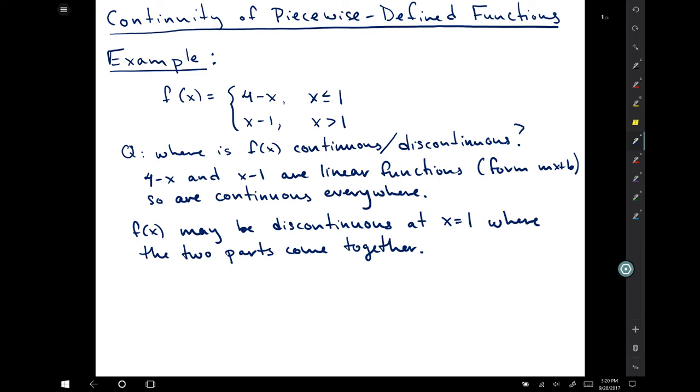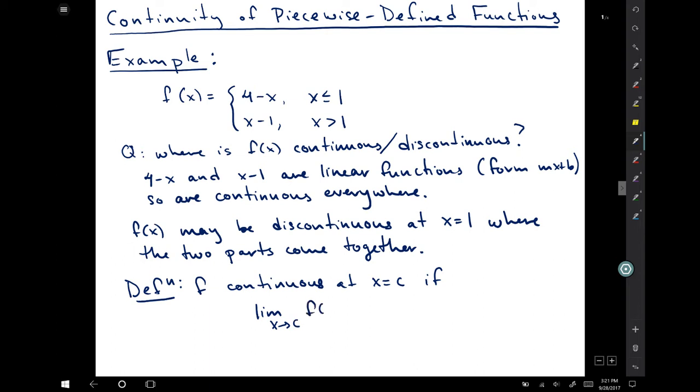And just as a reminder, the definition of continuous that we are working with is that f is continuous at the point x equals c if, when we take the limit as x goes to c of f of x, we get the value of our function. So that is the condition that we need to check about this function.